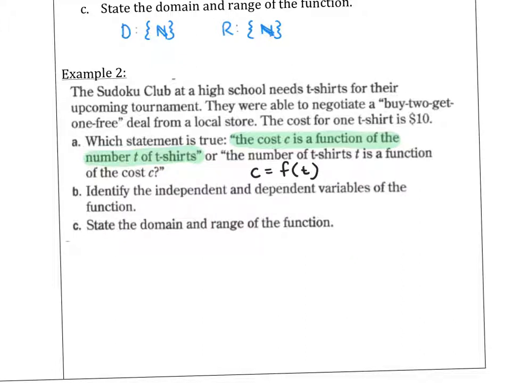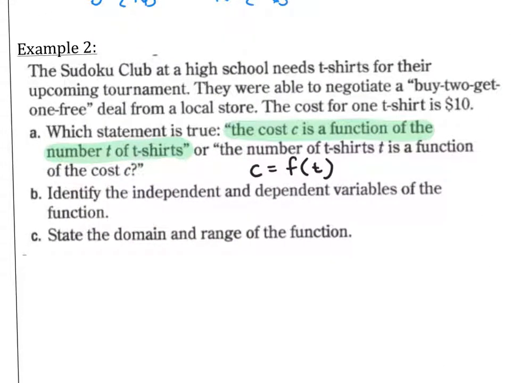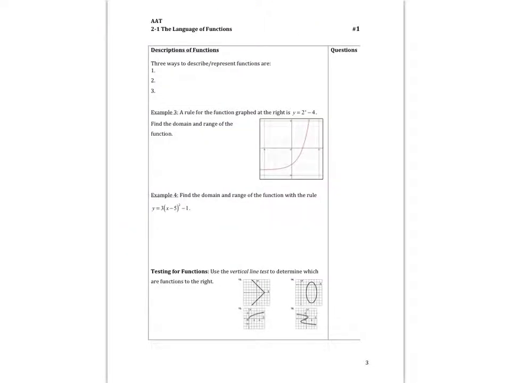All right, what'd you come up here with the independent and the dependent variables, Zach? The independent is the shirts, and the dependent is the cost. Domain or range, please tell me what you came up with here, Adam. Domain is natural numbers and range is natural numbers. There we go. All right, I'm going to pause for a second right there.